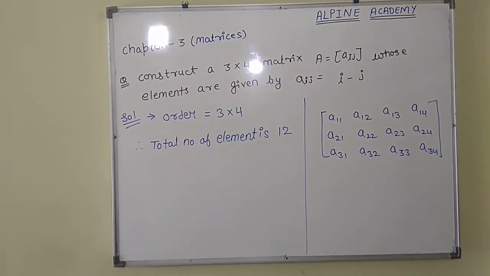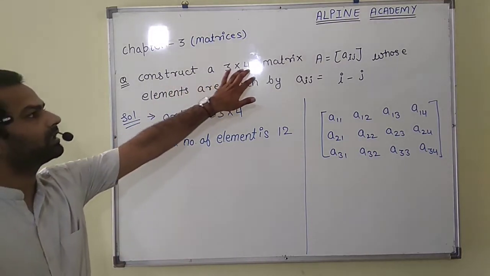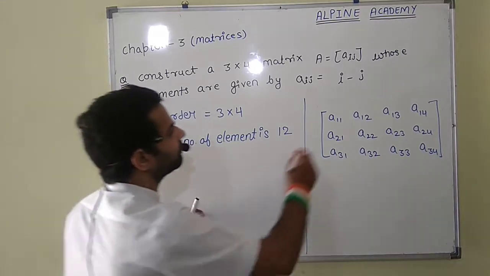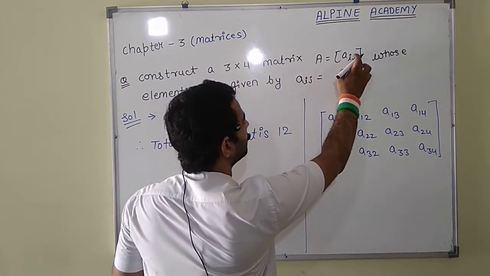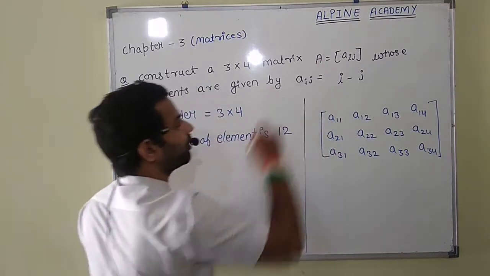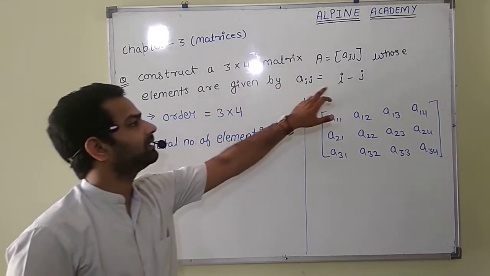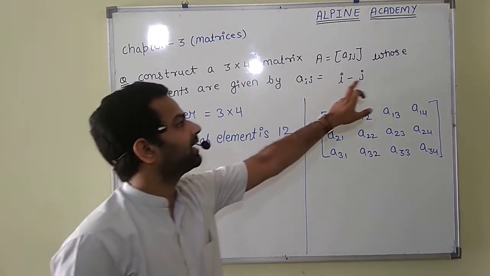Okay, the question is: construct a 3 cross 4 matrix A = [aij] whose elements are given by aij = i minus j. So in this question, we want to construct a matrix whose order is 3 cross 4, and the arrangement of the matrix is given as capital A = [aij]. This is given in compact form, and the elements are given by this expression, i minus j.